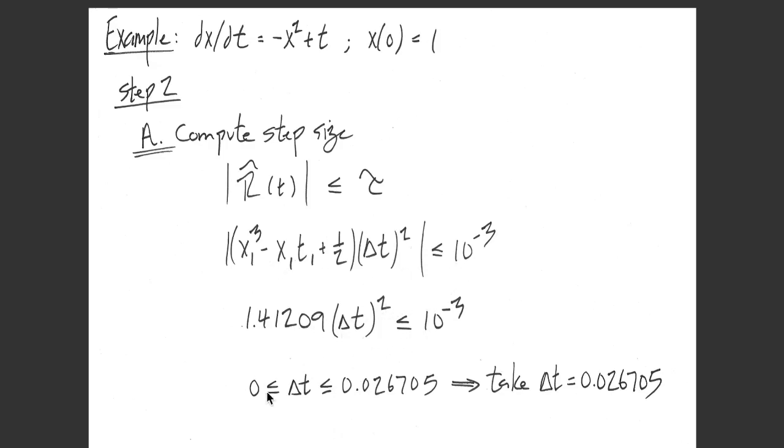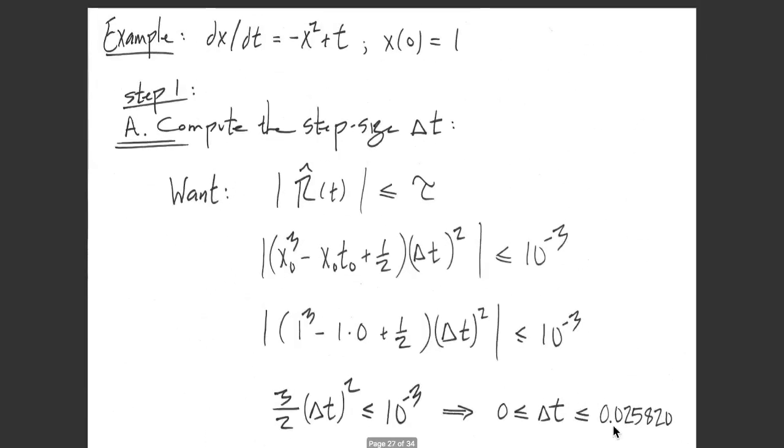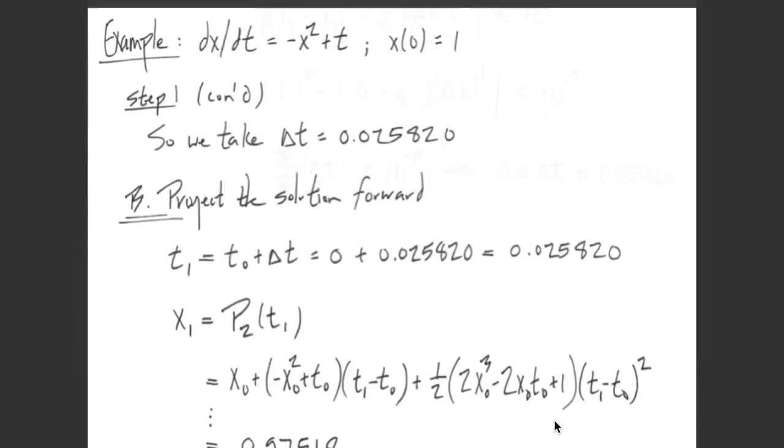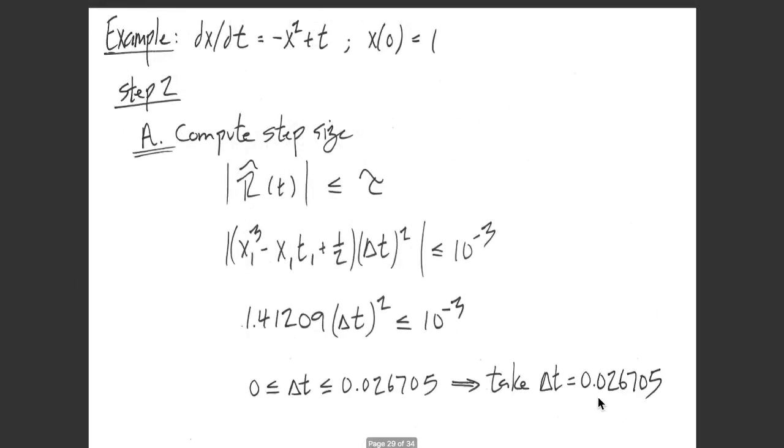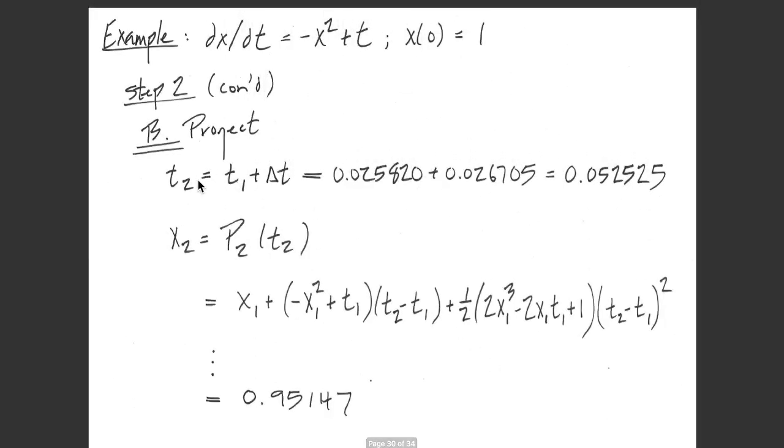We get this equation, we can solve it, and now we get a time step of a little bit larger, right? 0.26705 as opposed to 0.025820. So the method really does adjust that step size at each step to take the largest possible step and yet still remain within the error tolerance. And then we project forward.